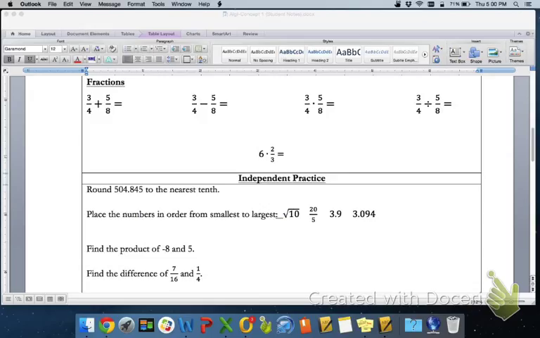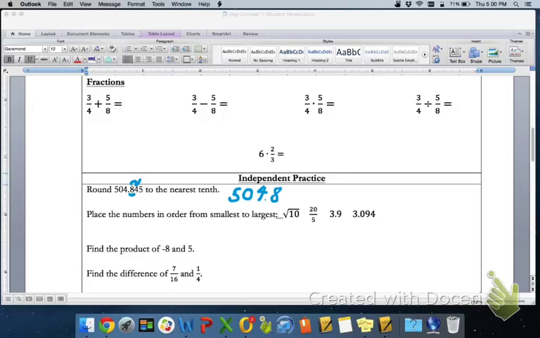Let's round this first one to the nearest tenth. The 8 is in the tenths place. We look to the right. The answer you should have for the first one is 504.8.